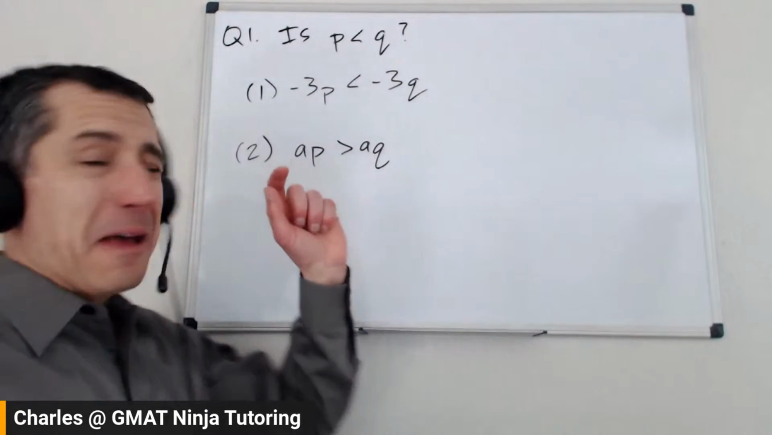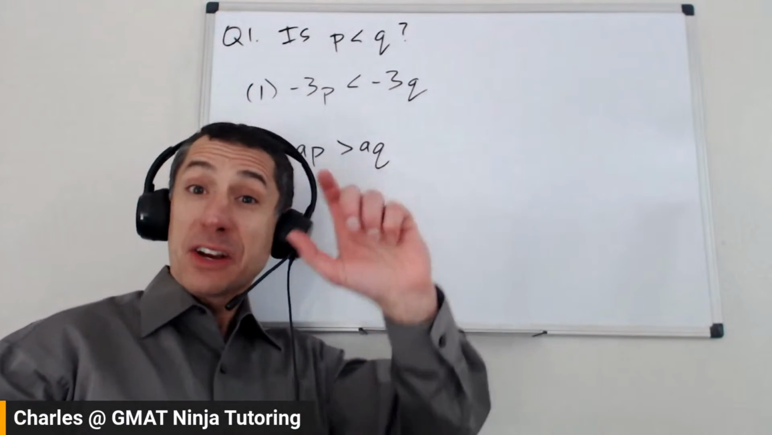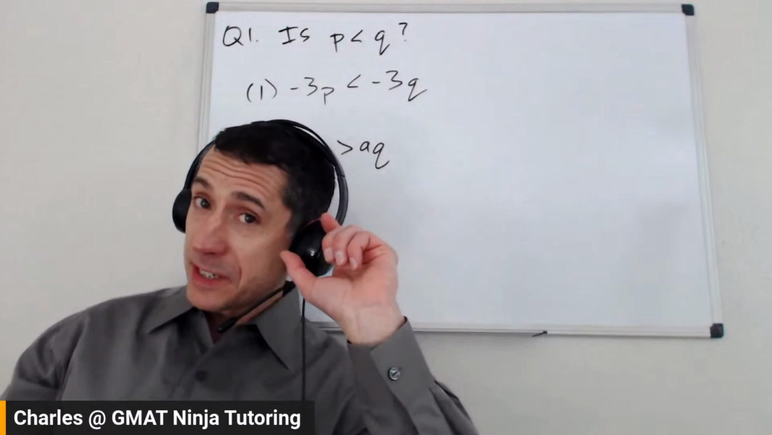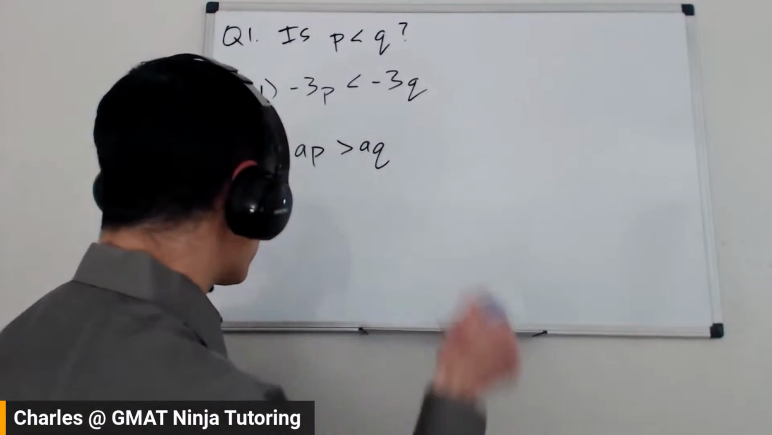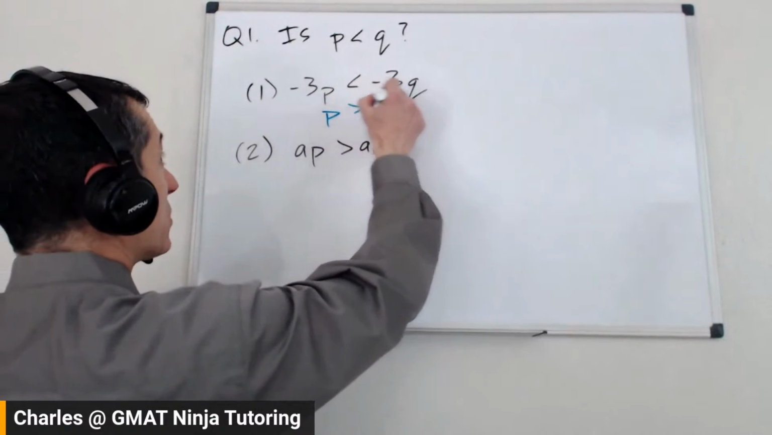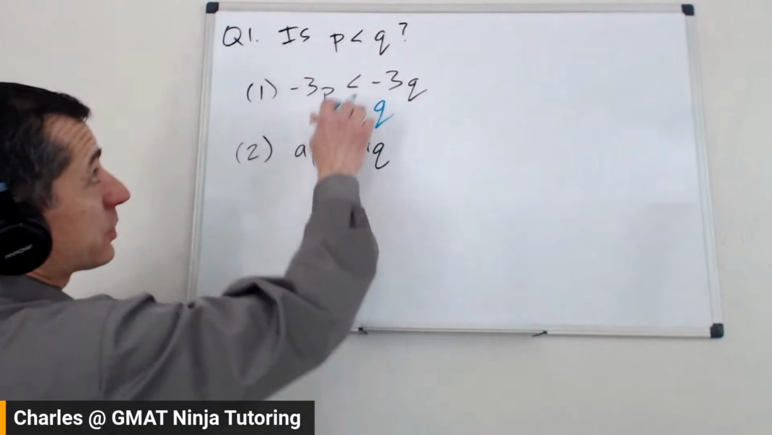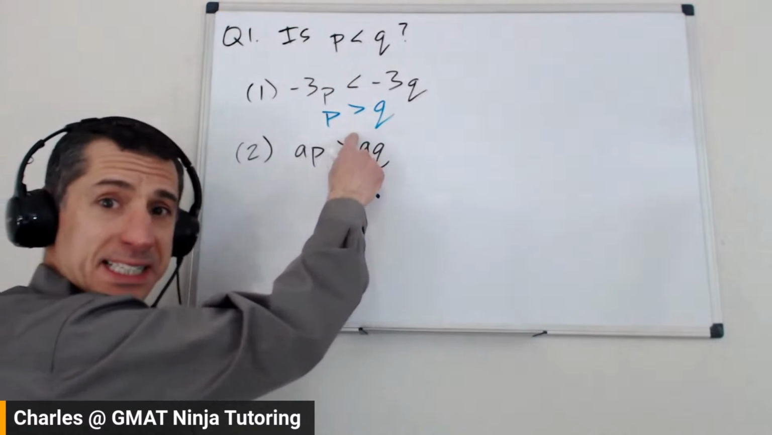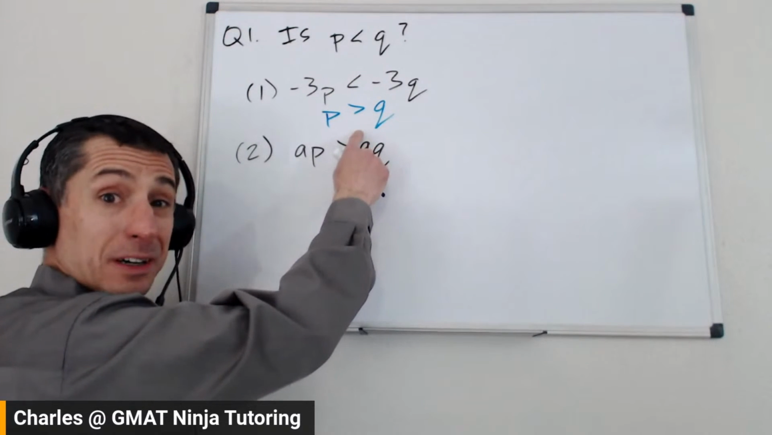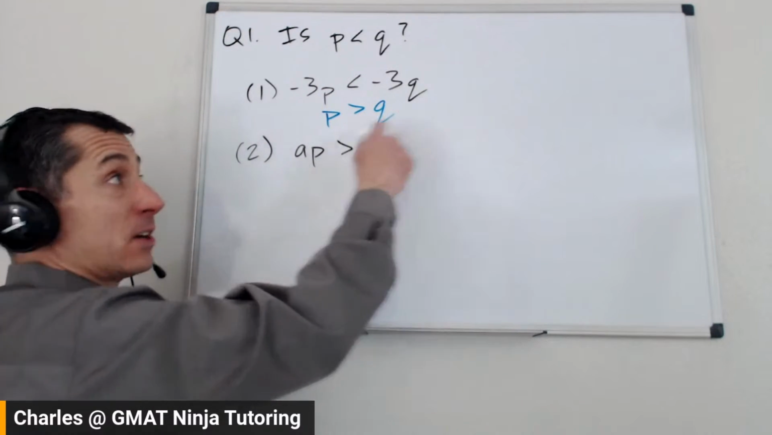I really appreciate it. So divide by -3, you're going to flip the sign. So hopefully all of you that divided by the -3 flipped the sign. If you didn't, that's actually not going to screw you that badly. You get P is greater than Q. Well, that's great. The question is, is P less than Q? Statement 1 is saying the answer is no. P is not less than Q. It is greater than Q.